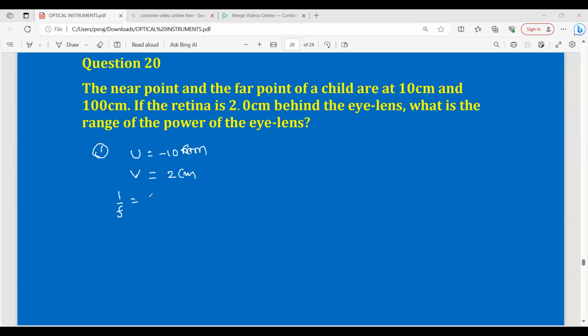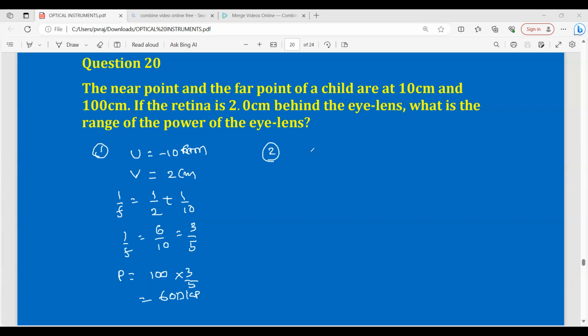Then you can calculate 1 by f. 1 by f equal to 1 by v minus 1 by u. So this will be 6 by 10. So 1 by f will be 6 by 10, which is equal to 3 by 5. Now, what is the formula for power? 100 by f. That is 100 into 3 by 5, which is equal to 60 diopters.